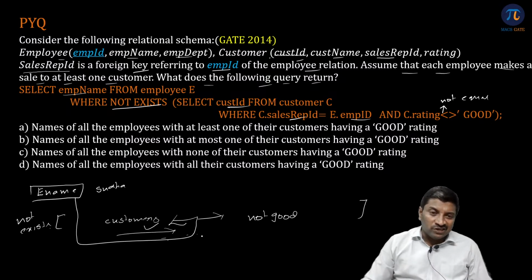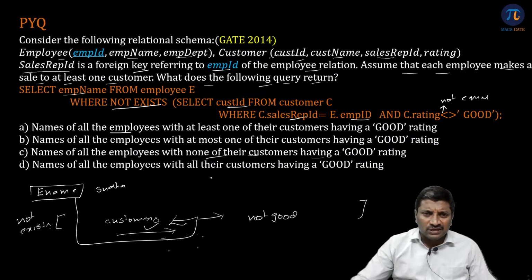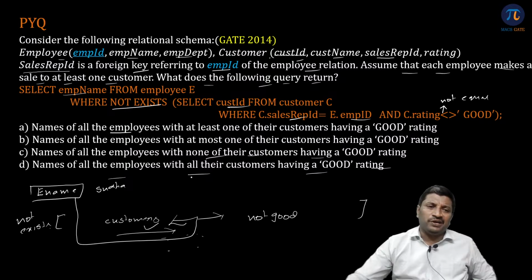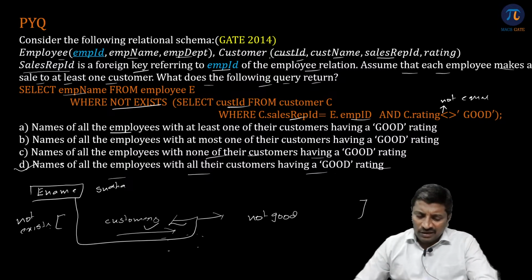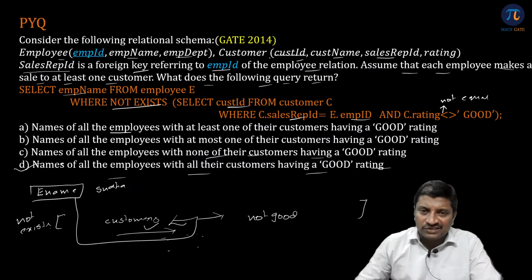Whenever some details are there, I don't want that employee. Whenever there are no details, what does it mean, sir? He didn't get any bad rating. Then I need that employee, right? So what do you get, sir? Name of all the employees with none of their customers having a bad rating. Name of the employees for whom all the customers gave a good rating. Okay. Let me write clearly on the next slide, sir.